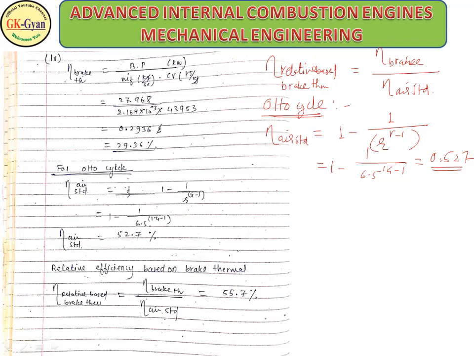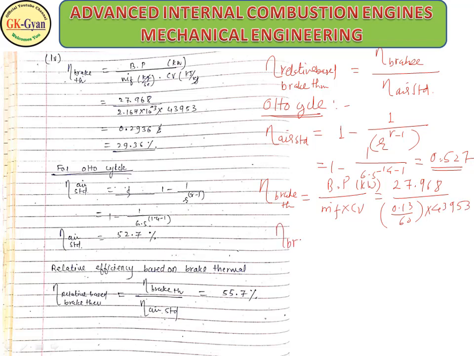And then find out the brake thermal efficiency, which is BP upon m dot f into Cv. BP is given in kilowatt, 27.968 divided by m dot f, 0.13 divided by 60, directly given, into 43953. So eta brake thermal is 0.2936.